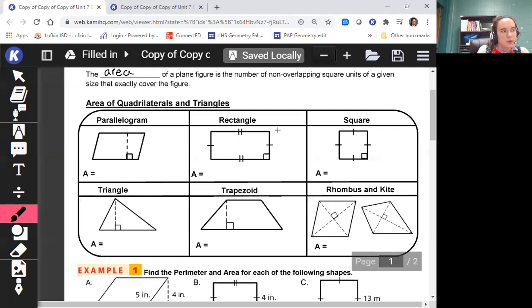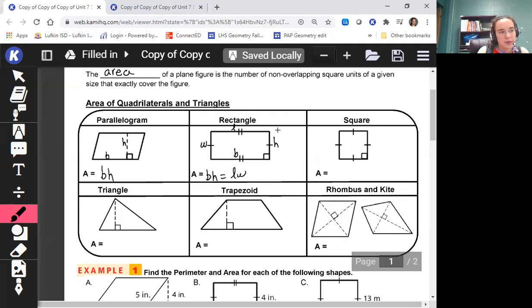So the formula for area of a parallelogram is your base times your height. So your base is always going to have a right angle on it, or should, and your height should as well. Area for a rectangle, again, also base times height because it is a parallelogram. Your height and your base. Sometimes y'all will see it as length times width. Means the same thing.